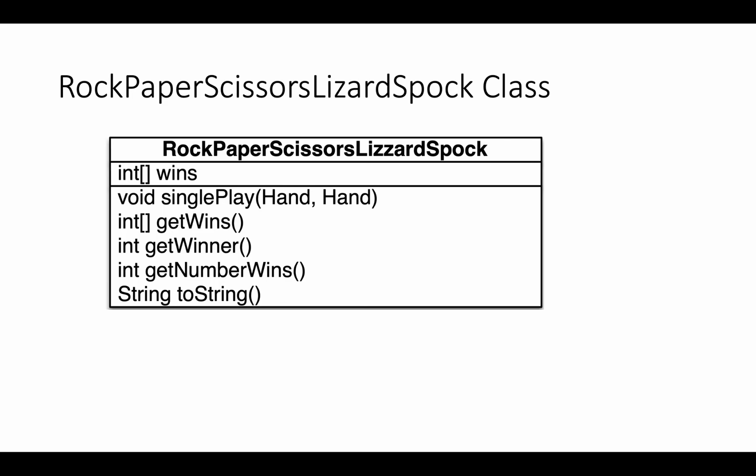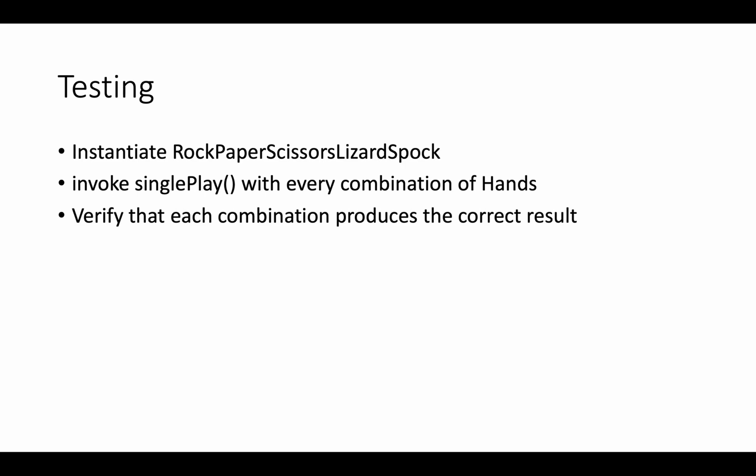Then, because there's a possibility of ties, we're going to have a method to get the number of wins. And then finally, the toString is going to be what is overridden. The toString method is defined in the Object class, which is the superclass of all these ones. And to finally test it, we're going to instantiate the RockPaperScissorsLizardSpock class, and we're going to invoke single play with every combination of the hands, and then verify that each combination produces the correct result. So let's get started.